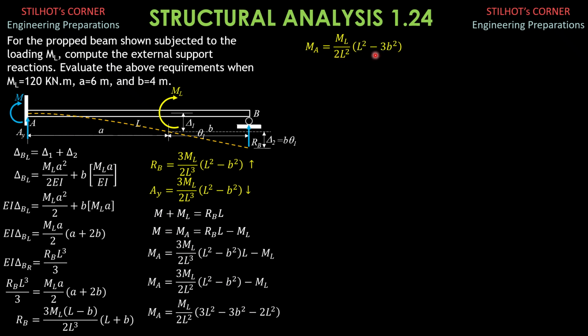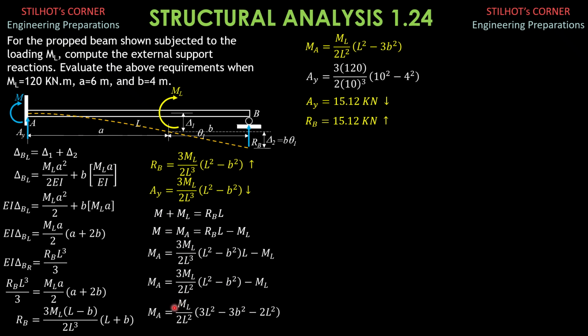And this is the compact form of MA. So that's why we write this as our answer for MA. Now let's evaluate AY. So AY is 3 times 120 over 2 times 10 cubed times the quantity 10 squared minus 4 squared. B is 4. So AY is equal to 15.12 kilonewtons downward. So that means RB is also 15.12 kilonewtons upward.